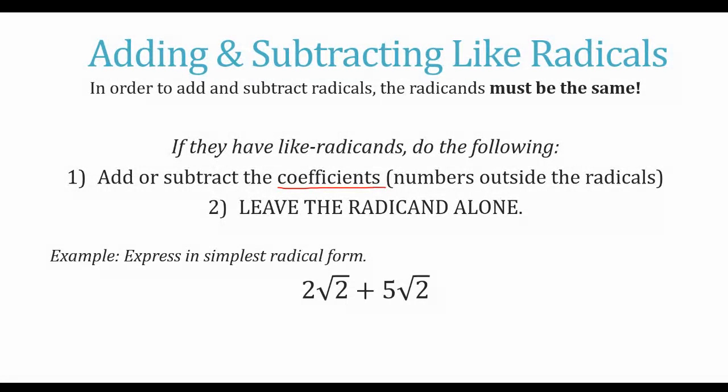So here's an example. We have 2 radical 2 plus 5 radical 2. They're like radicals because they both have the same radicand, so I know that we can add them. What we're going to do is just focus on the coefficients and add those together. So we have 2 plus 5. That gives us 7. And then just bring down that radical 2. Notice, it is not radical 4. We're not adding or multiplying anything with the radicands. We are leaving them alone. So the answer to this is just 7 radical 2. Treat this like a variable that you're not even going to touch. You're going to leave it alone. Okay, let's take a look at another example.